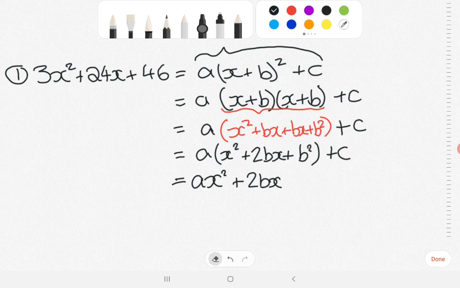That's wrong. What's wrong with that? Hope you spotted. It should be plus 2abx, and then a times b squared, so ab squared, and then I've got plus c.